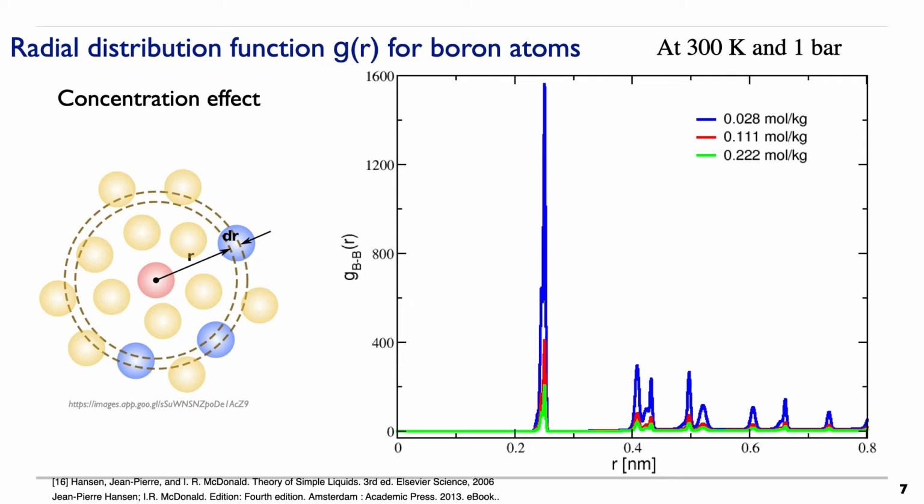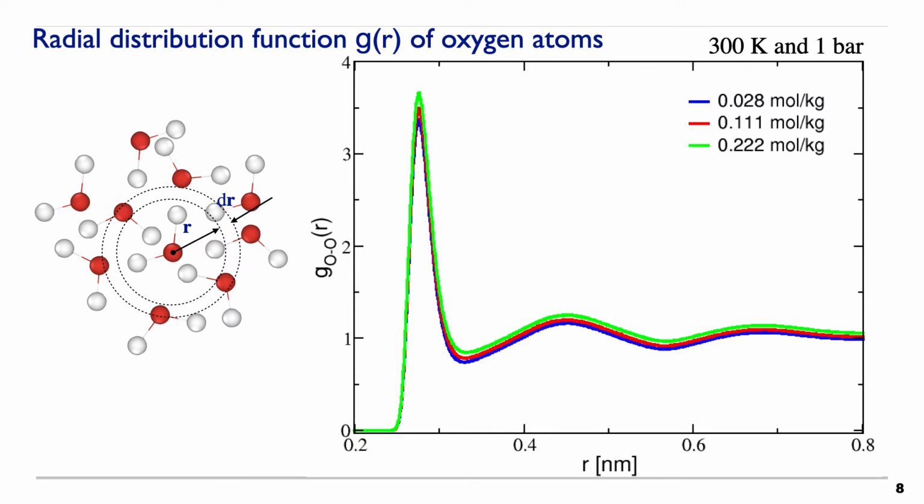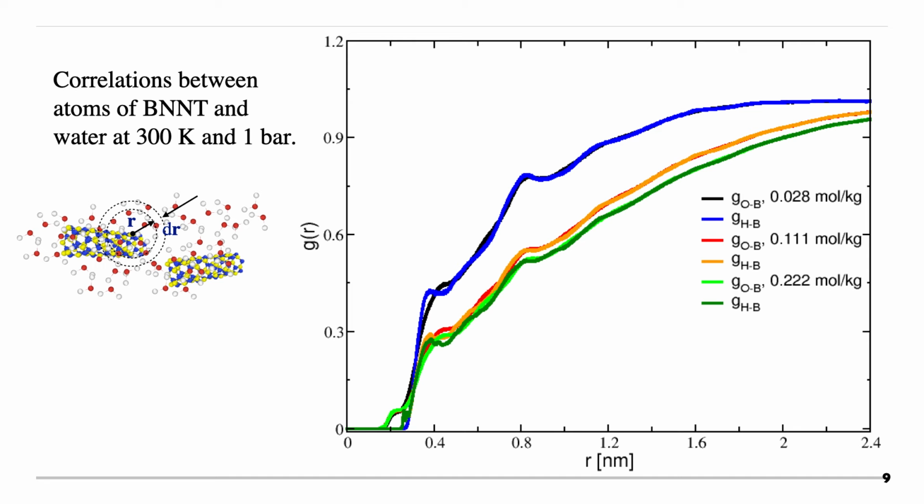Furthermore, as we have set the pressure at 1 bar, to maintain it, the volume has to increase as the concentration of nanotubes increases. On the other hand, with water molecules in the mixture, we observe for oxygen atoms a slight increase in the radial distribution function. That is, the water molecules are closer to each other when the concentration of nanotubes increases. Otherwise, it was the atoms of the nanotubes.